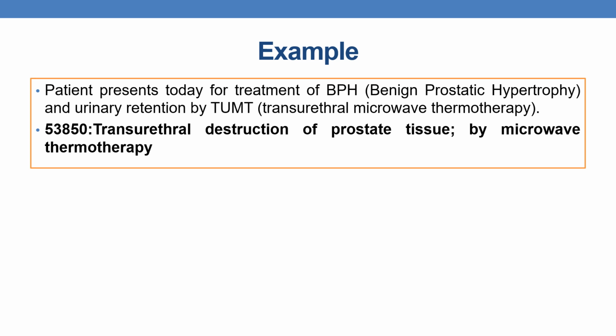Now let us see an example. Patient presents today for treatment of BPH, which is nothing but benign prostatic hypertrophy, and urinary retention by TUMT, that is nothing but transurethral microwave thermotherapy. So the CPT is 53850. Transurethral destruction of prostatic tissue by microwave thermotherapy.